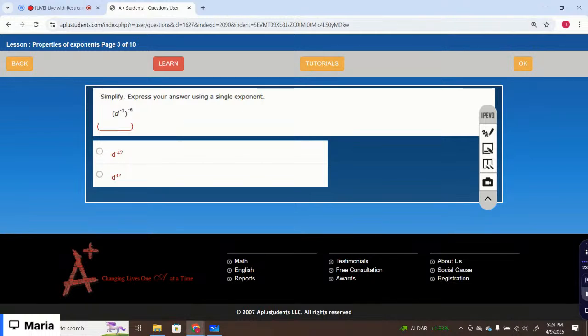D exponent negative 7 exponent negative 6. So just multiply the exponents. Negative 7 times negative 6 is D exponent 42. Option number 2 is the correct option.